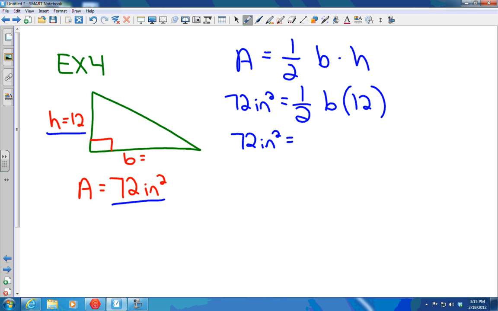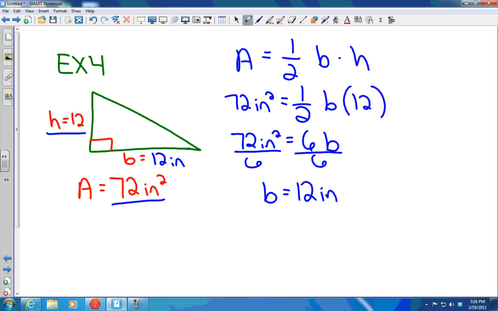There's several ways to take care of this half here. I could multiply everything by 2. That would get rid of the half, but we can also do half of 12, and that's easier in this situation. So let's do half of 12, which is 6. So we have 6b now. And let's divide both sides by 6. So b equals 72 divided by 6, which is 12 inches. So our base is 12 inches.